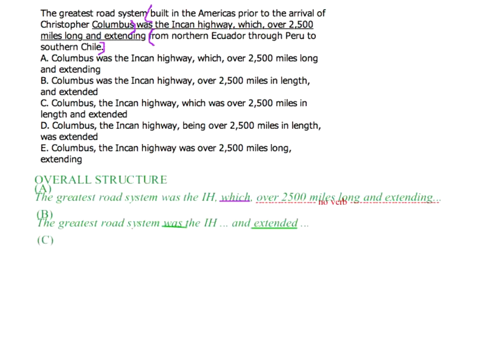Choice C, the greatest road system, comma, the Incan Highway, comma, which was however long it was and extended however far that it extended. So this is not a sentence because you have a subject but you don't have a verb. Like you've got, this would be a subject.